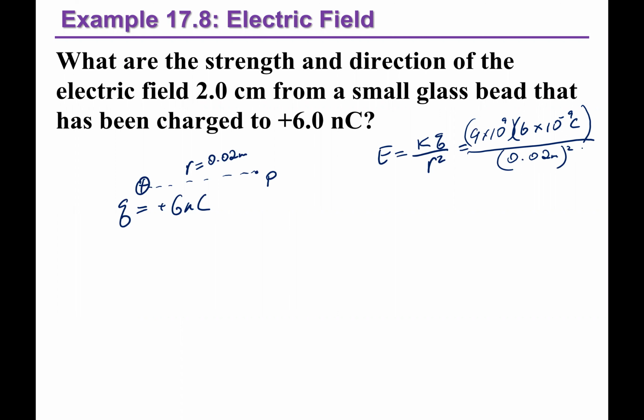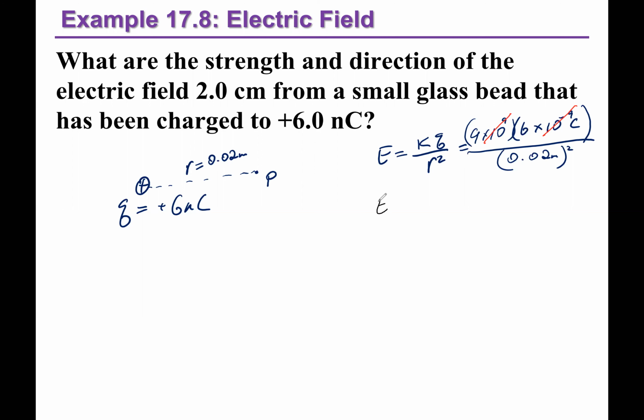Let me show you a simple thing we can do to simplify our calculation. Over here I have 10 to the 9 and 10 to the negative 9. I can cancel those two. So it's just 9 times 6 over 0.02 squared. You can always do that.